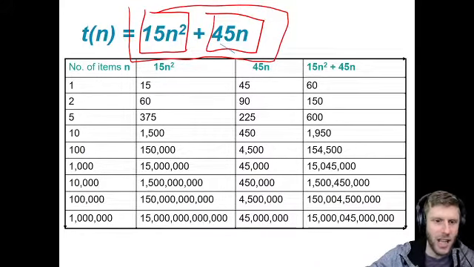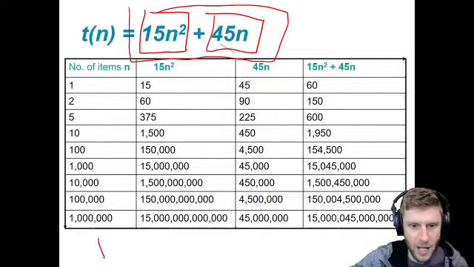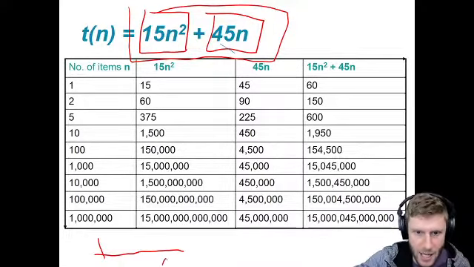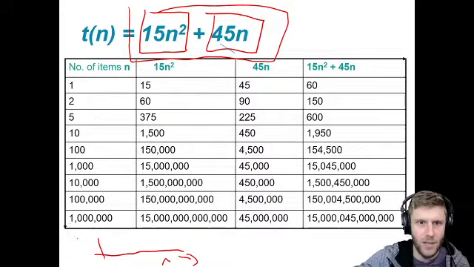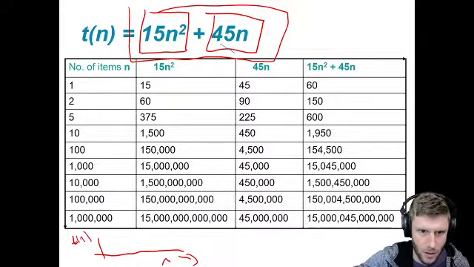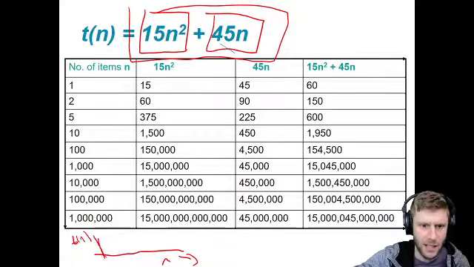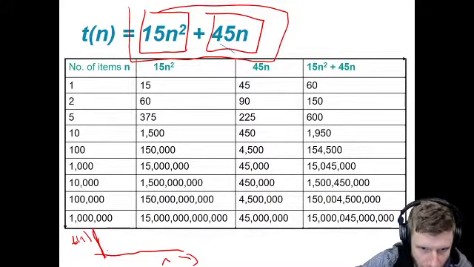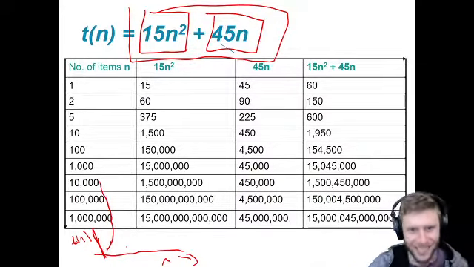And you can imagine, I can plot this, right? Imagine I have my plot, and down here I've got n, and here I've got t of n. Basic function. I could plot this. Okay, 1's at 15. Maybe that's here. And then we go 60, and then 370. It's going to go pretty rapidly. Like that.